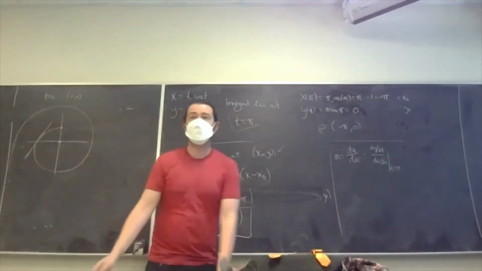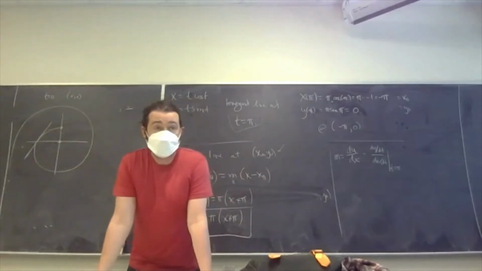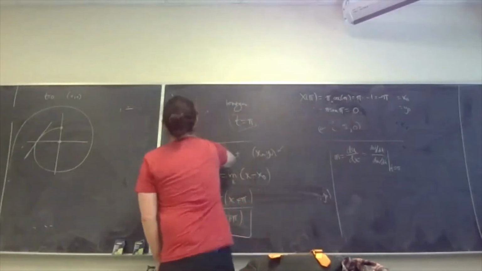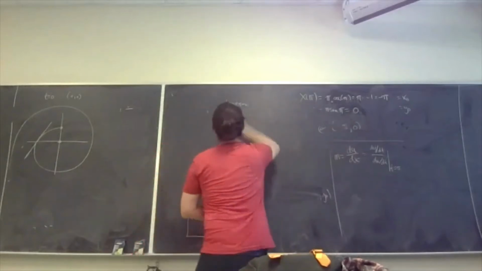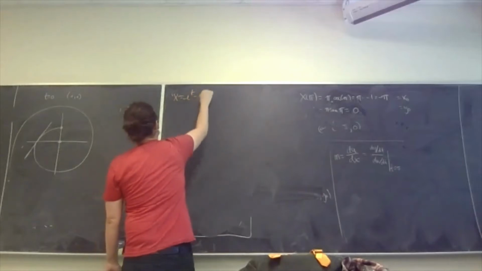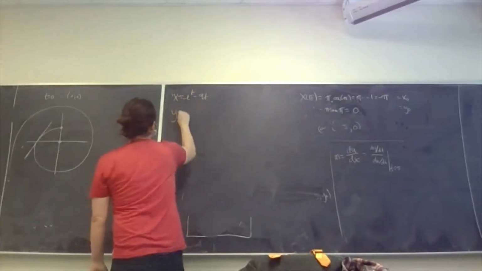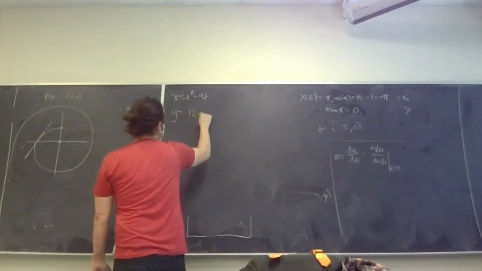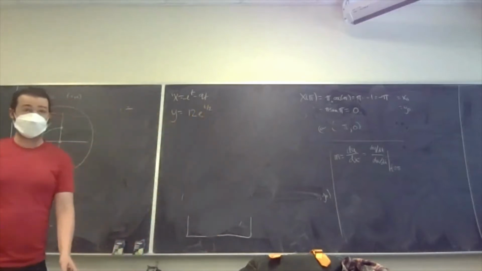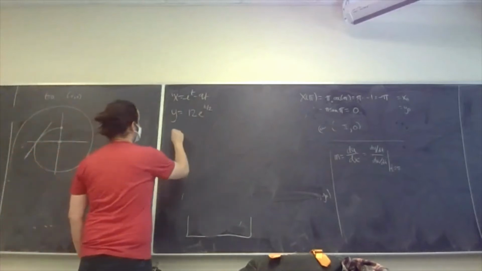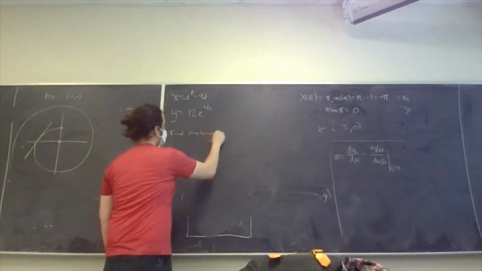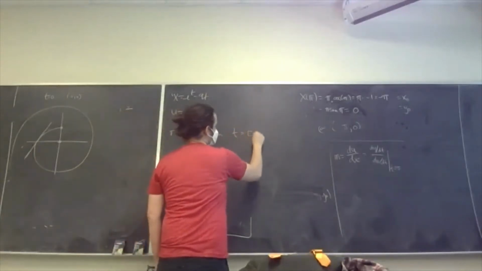Okay, anything else? Yep. Can you tell me what it is? Yeah, x equals e to the t minus 9t, and then y is 4 e to the t over 2. And the question says find the arc length, where t goes from 0 to 5.